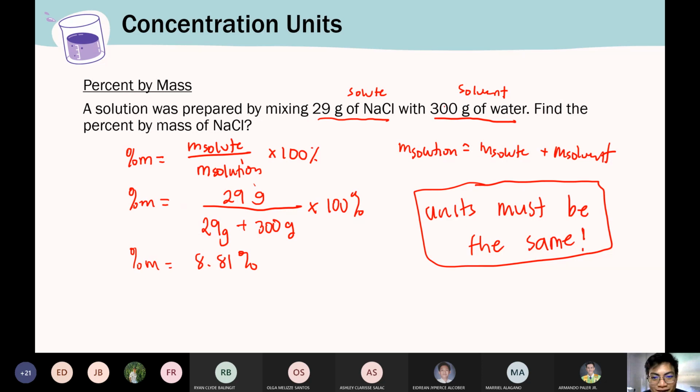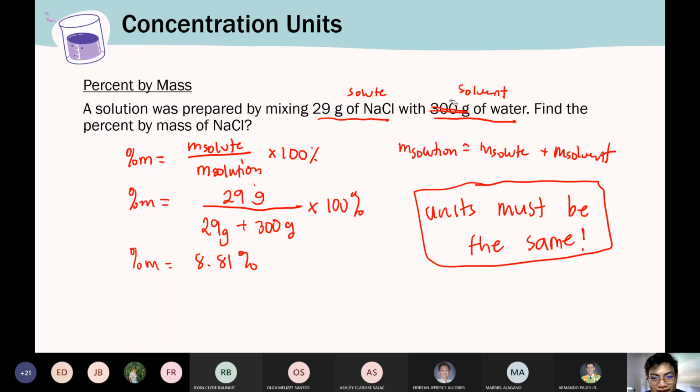Merong nakalagay dati sa worksheet na ginawa ko. 3 kilograms, 3 kilograms nilagay ko. Tapos yung iba, hindi nabasa ng kilogram yan. Kaya mali sagot nila. Okay.